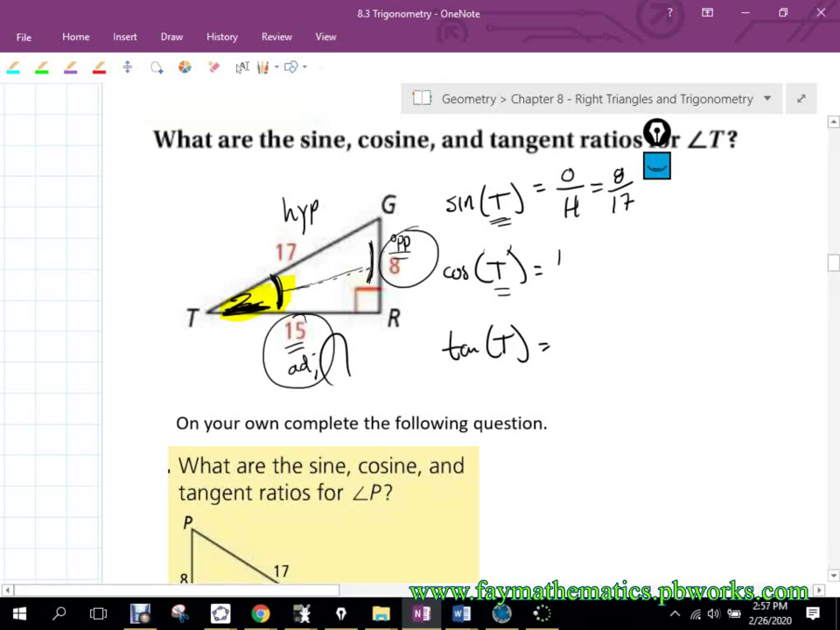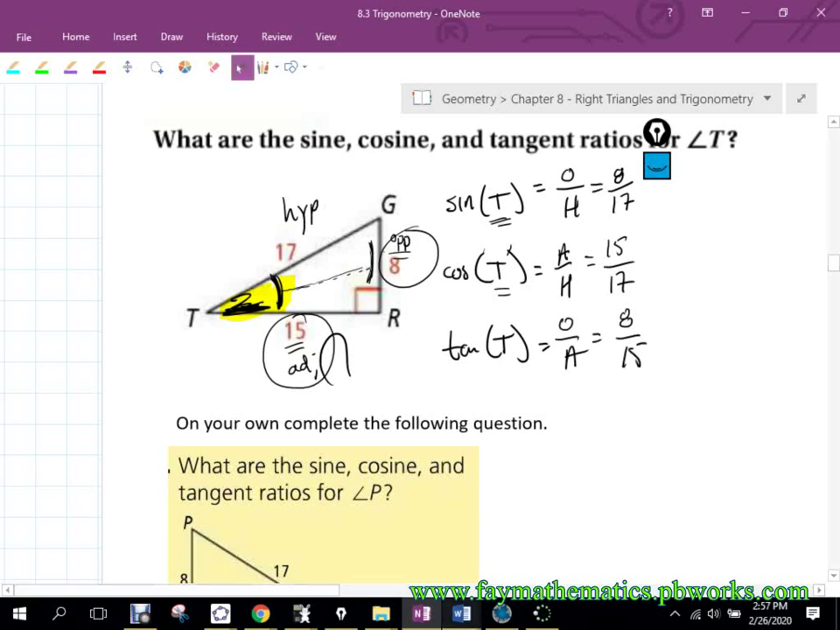So cosine is adjacent divided by hypotenuse, right? The adjacent side we labeled as 15. Hypotenuse is 17. And then tangent is opposite over adjacent. So that's the TOA, right? So that's 8 over 15.